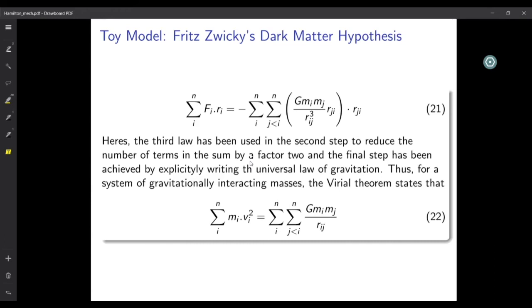Then again, let's just consider Fji to be G m1 m2 by r squared. That is pretty simple, we all know that. Then there is a dot rji outside, so the rji at the bottom essentially just cancels out with the rji outside to give you the final equation, equation 22, G mi mj by rij.